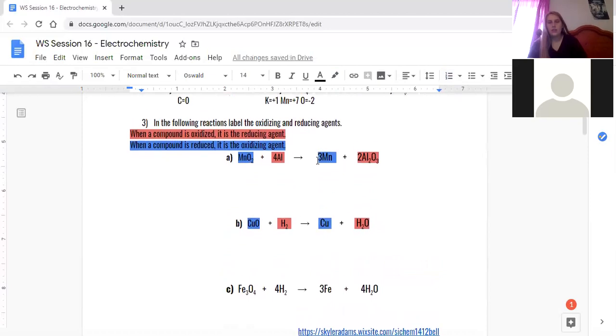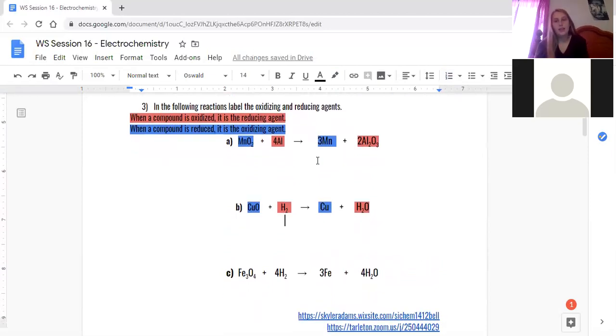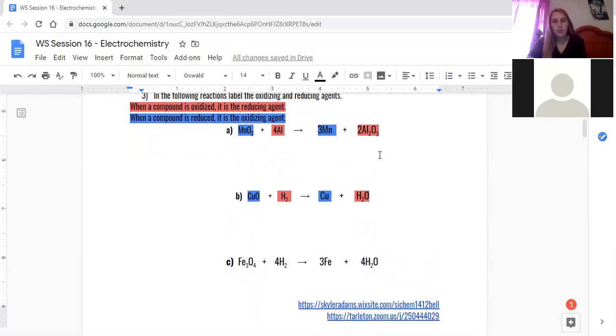And then also you can kind of look at it this way: the one that's oxidized is the one that gained the oxygen. That doesn't work in every reaction because not every reaction has oxygen, but that's how a lot of them are. And it's called oxidized even if there's no oxygen, which is strange, but that's how it is.